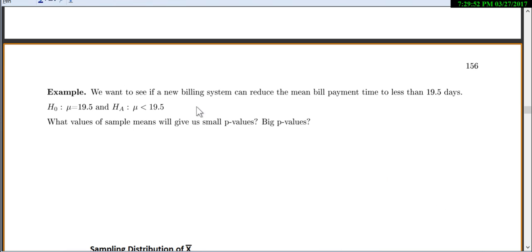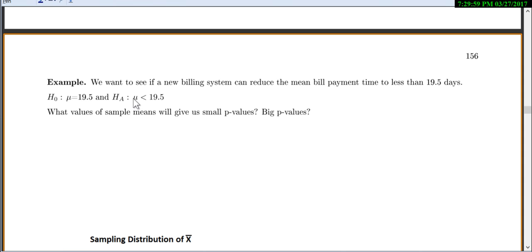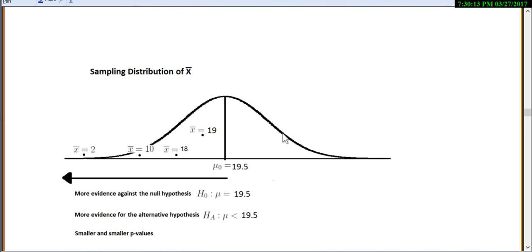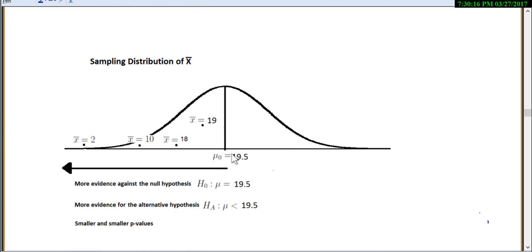So continuing our example, we wanted to see if our new billing system would reduce the mean payment time. So we had our null and alternative hypotheses. So I want you to think about what values of sample means would give us small p-values and which ones would give us big p-values. If you look at this picture, our null is that our mean is 19.5. And if I get things close to 19.5, like a 19.19 or a 19.3 or a 19.6, those values are all pretty close to my mean. And those should all be fairly likely to get, right? Okay, and so these would give me bigger p-values.